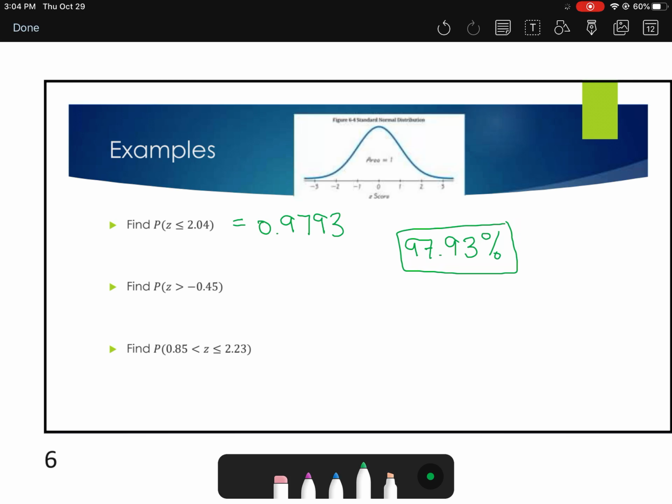Okay, so let's go to the next one. I want to find the probability that z is greater than negative 0.45.